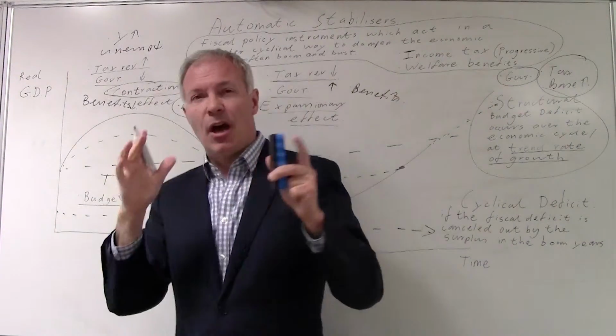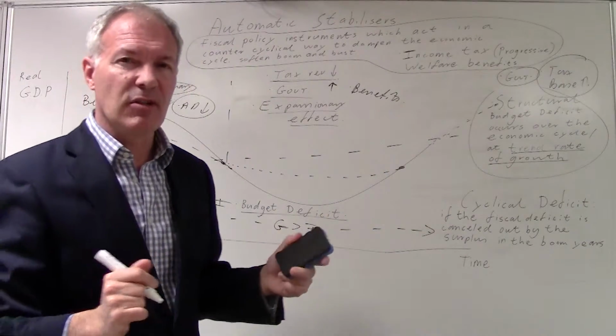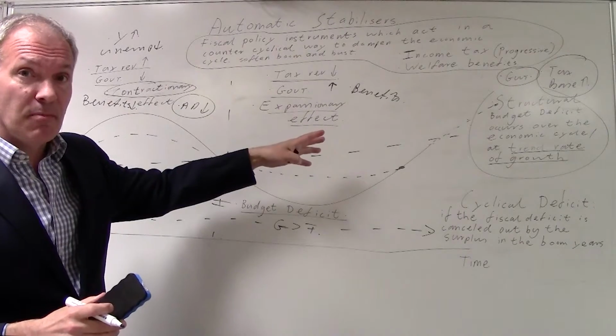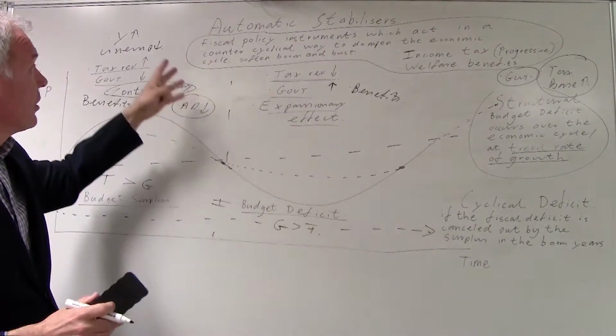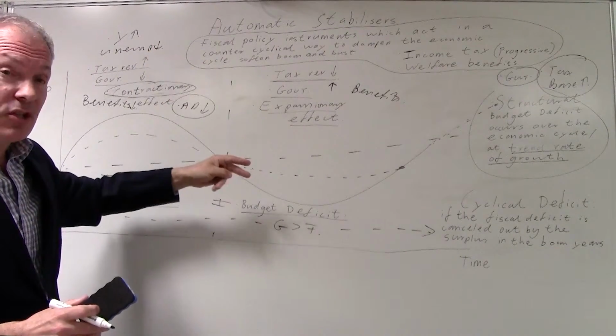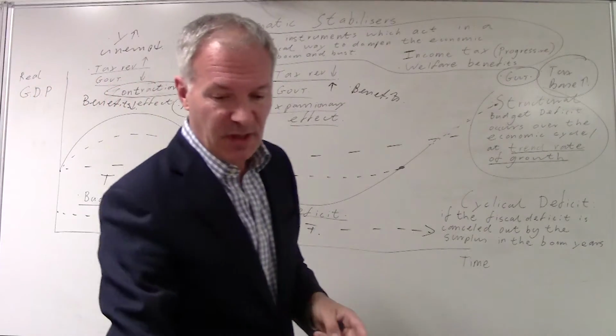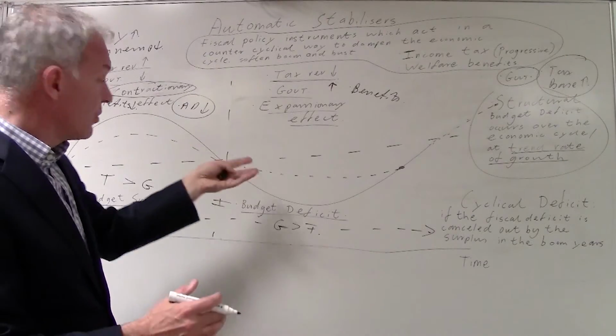And the OECD reckons this effect as about 20%, but it reduces the volatility in most rich countries. The automatic stabilisation effect is roughly about 20% effective in terms of reducing volatility.